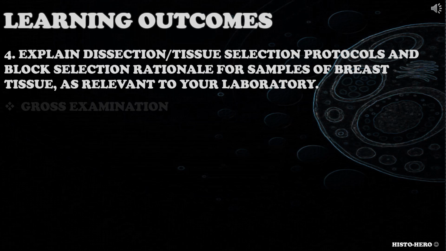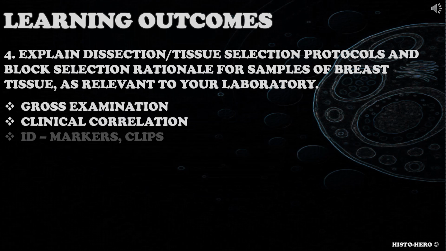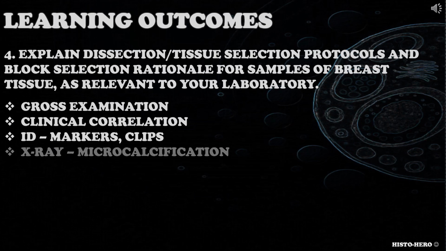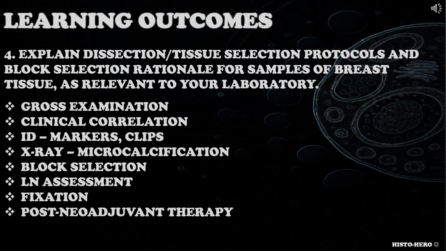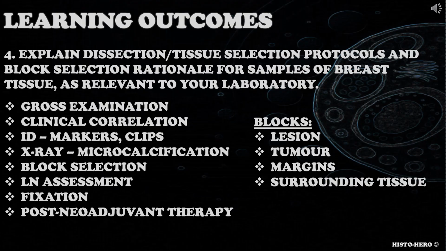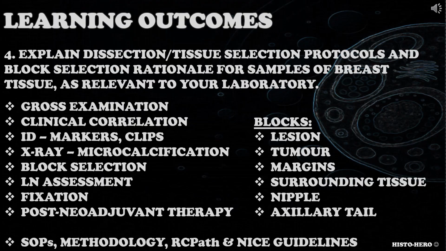Candidate could consider gross examination, clinical correlation, identification of clips, markers by imaging, using radiography for detection of microcalcification, block selection, lymph nodes or axillary tail assessment, ensuring proper fixation to preserve morphology and protein integrity, neoadjuvant therapy and its influence on dissection steps. Selection of relevant tissue blocks from lesions, tumors, margins, surrounding tissue, nipple and lymph nodes. The exact steps are specific to each department and sample type. Therefore, candidates should consider SOPs, methodology used, RCPath and NICE guidelines.